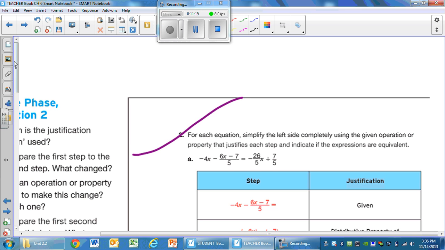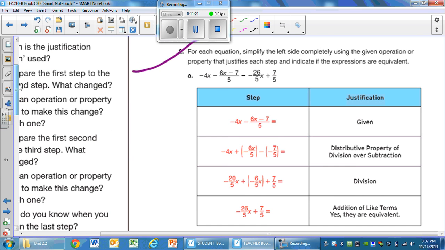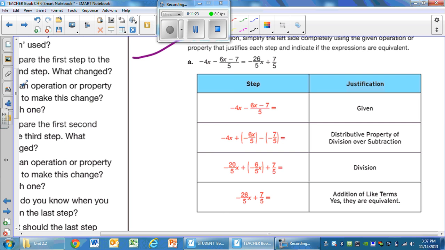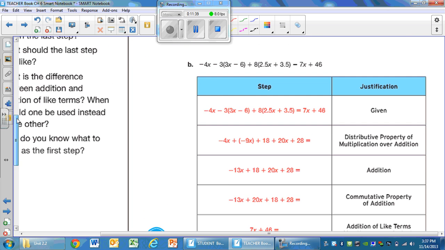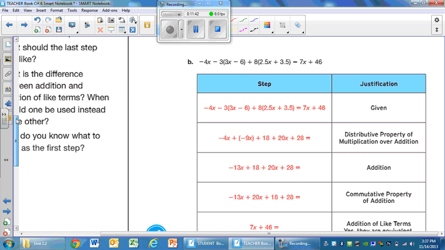So you don't have to do that in the book, but I am going to show you, if you want to stop and think about the different properties. Number 2 does it backwards, where you have to show the math, but it gives you the justification. So make sure you study your justifications and know the different ones that you can utilize. And then letter B, I'm going to show you that one as well. Also, don't worry about doing letter B.